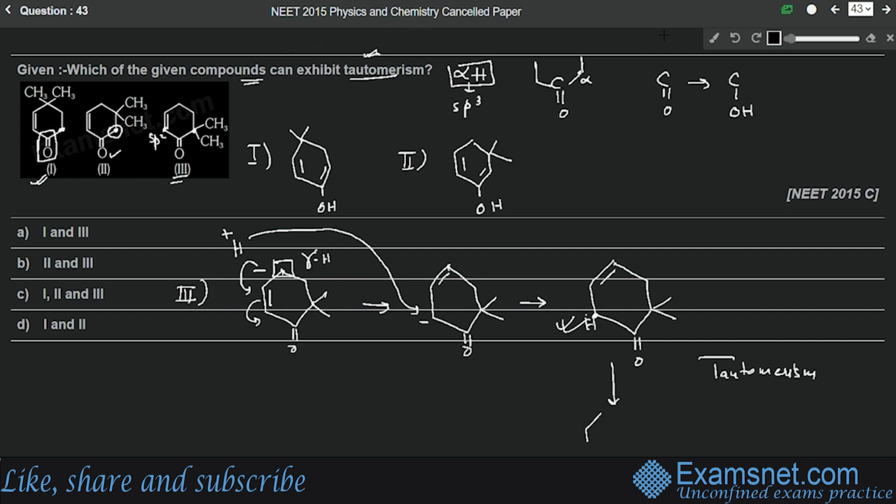This is your ring, double bond here, double bond here, OH. Here OH will get, and then two methyl groups here. So all three are undergoing tautomerism. That means option number C, 1, 2 and 3 is the correct answer.